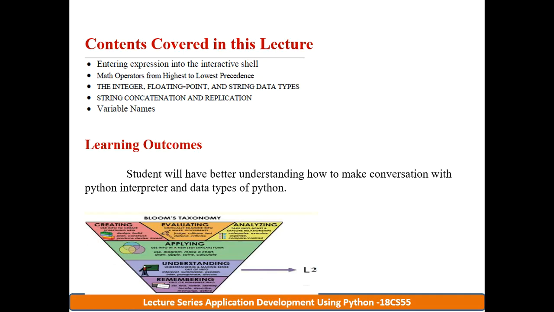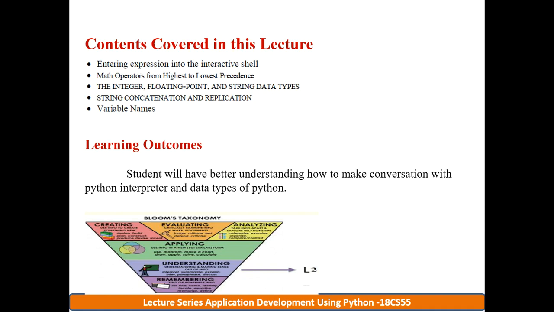Content covered in this lecture are entering expression into interactive shell, math operators from highest to lowest precedence, and data types such as int, float, string. Next, string concatenation and replication. Finally, variable name. At the end of this lecture, students will have a better understanding of how to make a conversation with interpreter, Python data types, and string concatenation and replication.